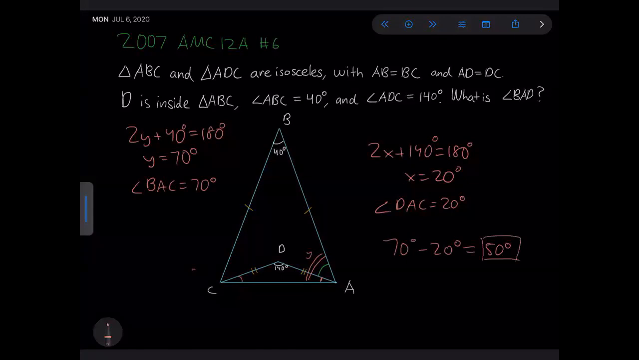So that's another tip of angle chasing. Try to find out what angles compose the angle that you're looking for.